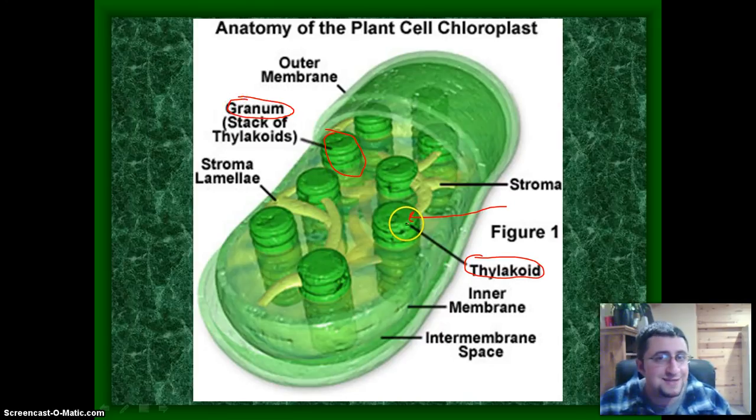The light-dependent reactions. So we remember photosynthesis occurs in two phases: light-dependent and light-independent. This is phase one, the light-dependent phase. I'll abbreviate that LD. Where does the light-independent phase occur? That occurs in this thing right here called a stroma. I'll abbreviate that as LI.